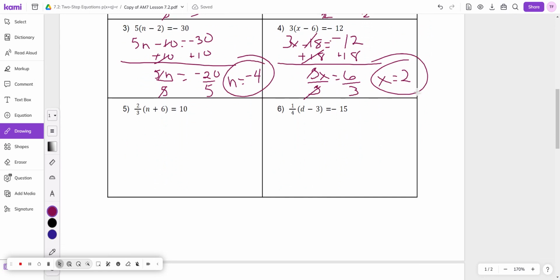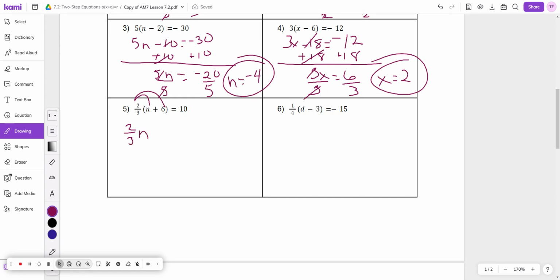Yay! All right, now this one's going to be a little bit more tricky because you'll notice that we're multiplying the expression inside of the parentheses by a fraction. But you guys got this. You can handle this. Just use what you know about fractions. So we're going to do our distributive property. That hasn't changed. I'm going to multiply 2/3 times n. Well, that's easy. That gives me 2/3 n.